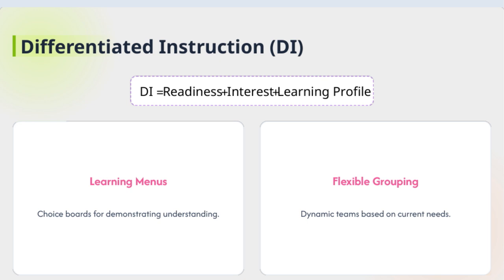To truly personalize instruction, we consider each student's learning profile, which includes their interests, readiness, and learning preferences. When we combine these elements, interest, readiness, and learning profile, we arrive at differentiated instruction, or DI. This approach ensures that our teaching is responsive and tailored, meeting the unique needs of every learner. Ultimately, DI helps us create a more engaging, effective learning environment that promotes success for all students.